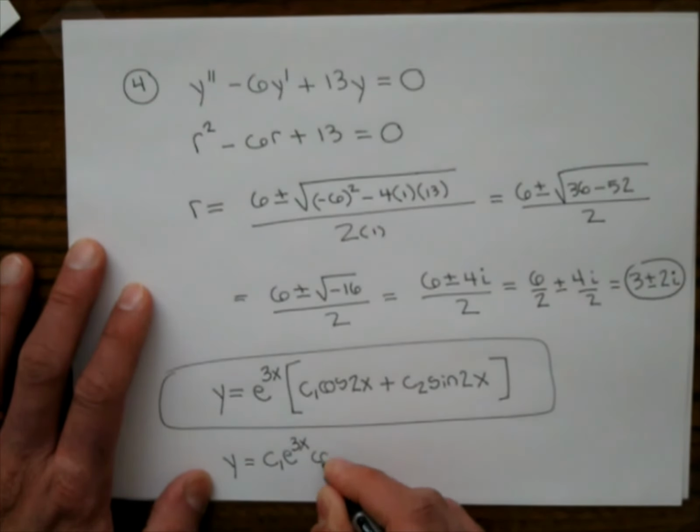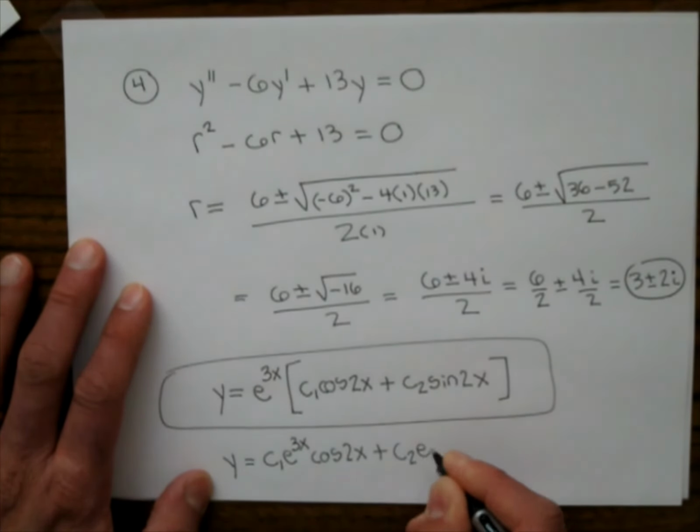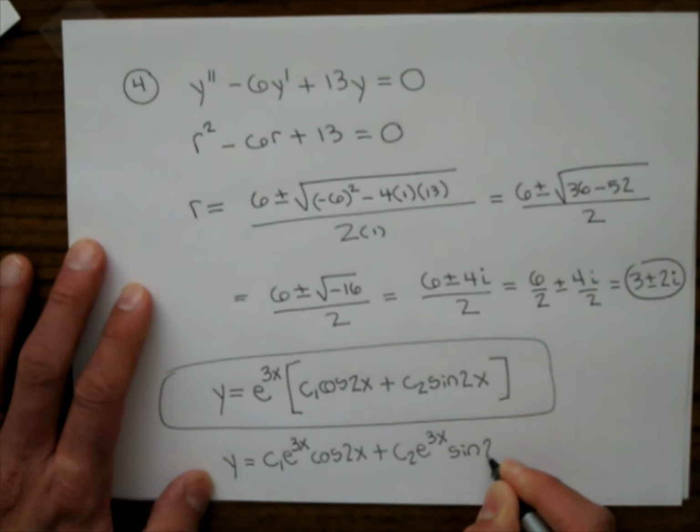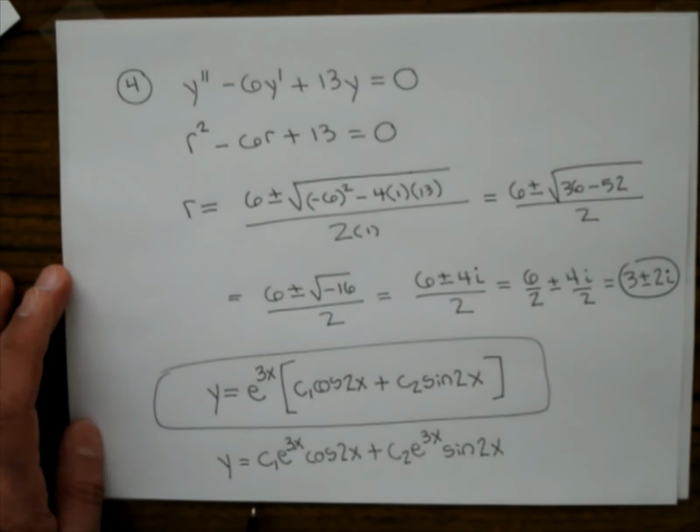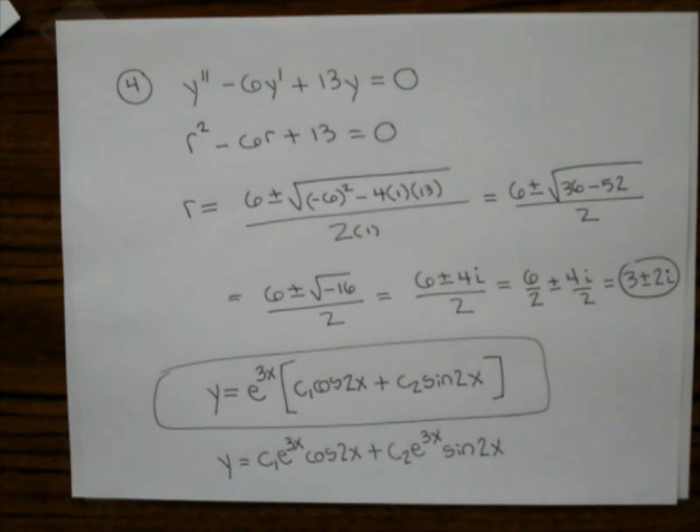And then we have the cosine 2x plus c2 e to the 3x sine 2x. So some of you would like to write your answer like that. It doesn't matter which way you write your answer. So that pretty much gives us all the things that can happen to you in your homework.